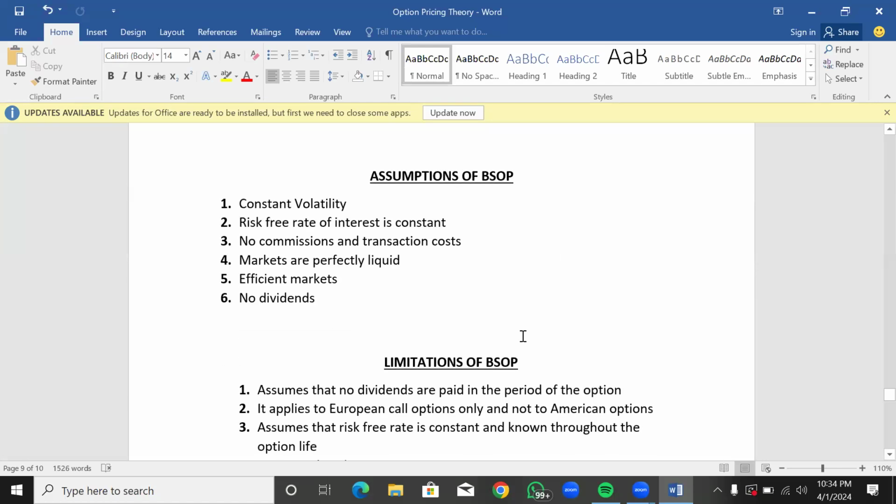The assumptions say constant volatility, risk-free rate of interest is constant, no commissions and transaction costs, markets are perfectly liquid, efficient market, no dividend. If I ask you to write the assumptions of BSOP for 5 marks and you write all of this like this, you get 2, or 2.5, or maybe 1.5. Please write something in front. I cannot write the story: constant volatility, put a hyphen, write something.